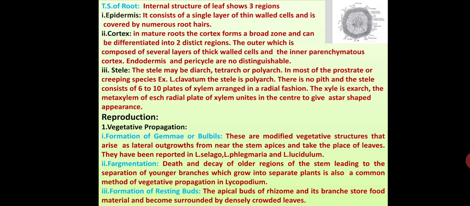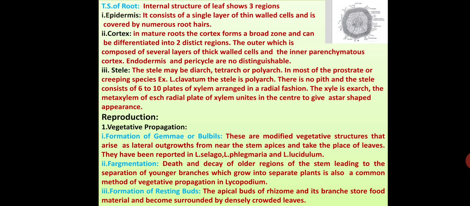Next, we discuss reproduction. The first one is vegetative reproduction. Vegetative reproduction occurs by a number of methods. The first method is formation of gemmae or bulbils. These are modified vegetative structures that arise as a lateral outgrowth from near the stem apices and take the place of leaves. They have been reported in Lycopodium selago, Lycopodium phlegmaria and Lycopodium lucidum.